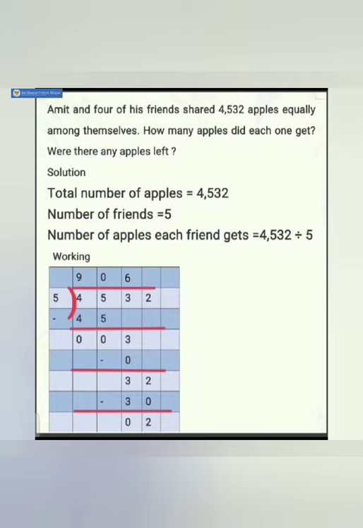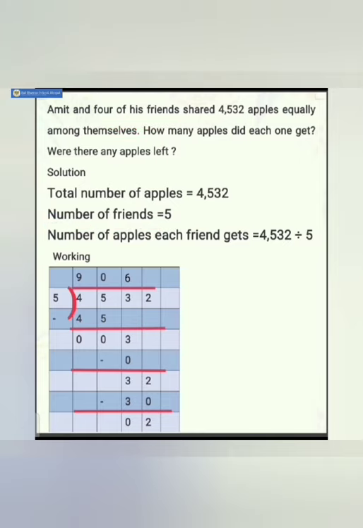Let us now write the statements. What is the total number of apples given? 4,532. So we will mention the first statement as total number of apples is equal to 4,532. Now you need to write the total number of people also among which this number has to be divided. So our second statement will be number of friends. Remember, including Amit, there are 5 people or 5 friends.